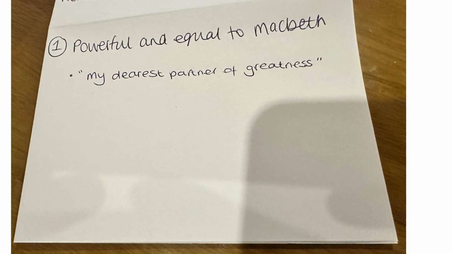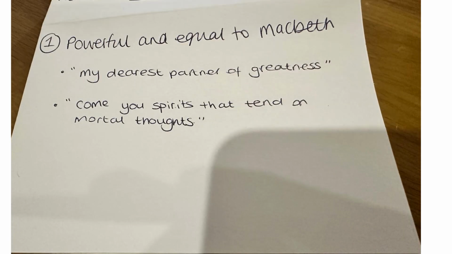So the first clue that I gave myself will go on the first quarter. So my clue was as an equal. So I've popped the line powerful and equal to Macbeth there. And the first quotation that I've drawn out is when Macbeth writes to Lady Macbeth in Act 1, Scene 5, and refers to her as his dearest partner of greatness. So I've popped that quotation there, using my revision book, using my notes, because that is the key quote that I want to use. I've then found myself a second quote, "Come you spirits that tend on mortal thoughts." That shows how she's powerful and links her with the supernatural.